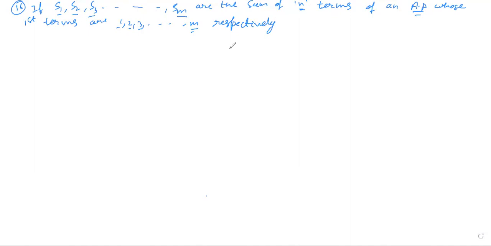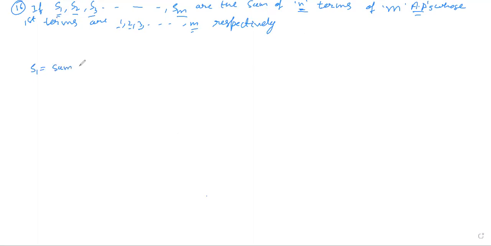If S1, S2, S3 and Sm are the sum of n terms of m APs actually, not an AP. Number of APs is m. There are m such APs. First has the sum S1 for n terms. Means S1 equals to what?